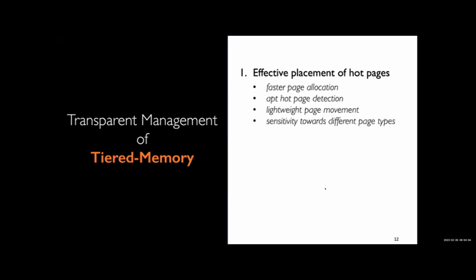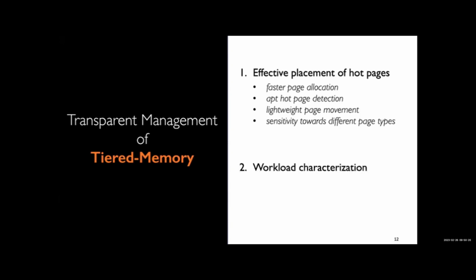Apart from that, applications may have sensitivity towards different page types. Some applications can be more sensitive towards anon pages, while others can be more sensitive towards the cache ones. So our page allocation policy can significantly help in many cases.